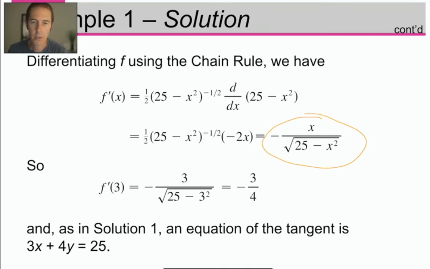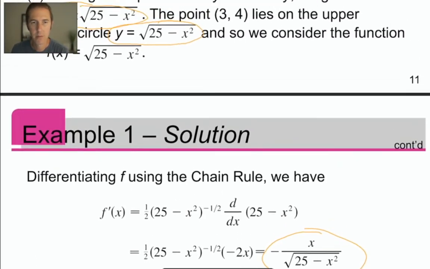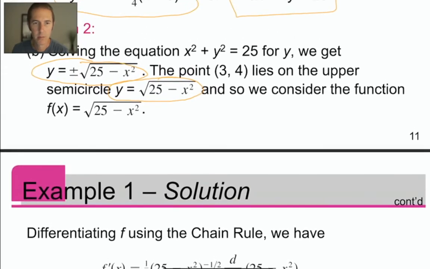That doesn't look nicer than our very condensed derivative that we came up with using implicit differentiation. This looks way more complicated than negative x over y. However, please realize, you see what I've circled right here? y equals the square root of 25 minus x squared.